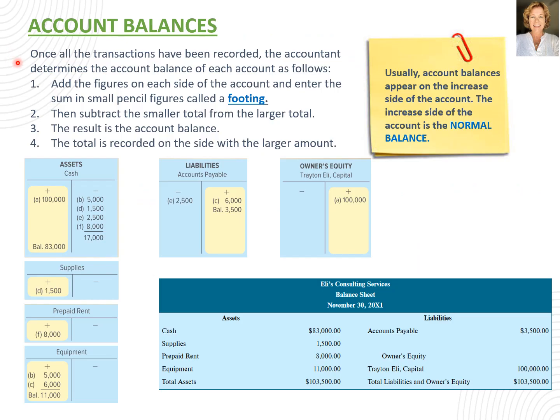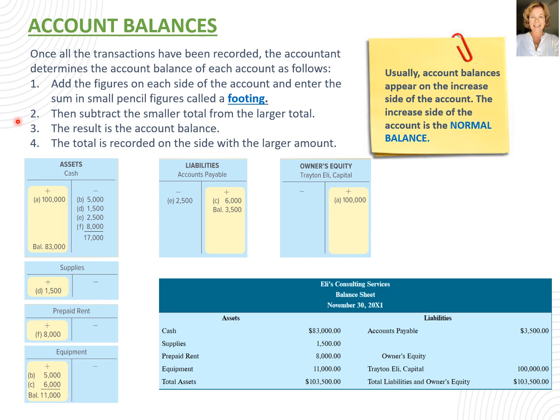We've now recorded all of the transactions for November, and we can calculate the account balances for all of the T accounts that currently have transactions. So how exactly would we do that? Well, we would add the figures on each side of the account and enter the sum in small pencil figures called a footing. In practice, this is not really done anymore because most businesses use software programs and the system will do that for you automatically. But it's good to practice the theory, okay?